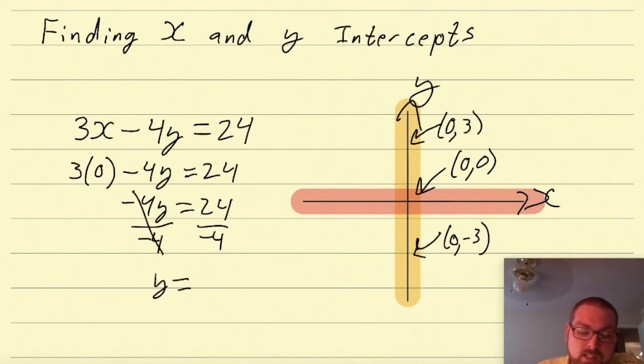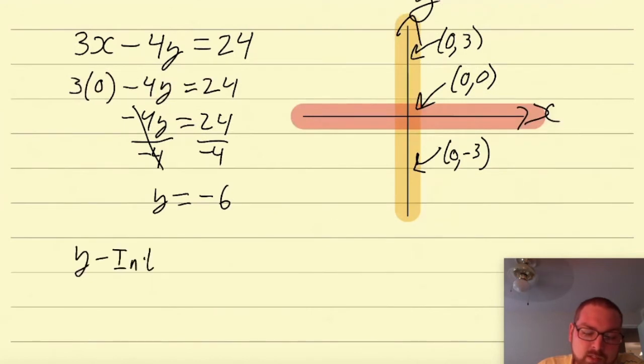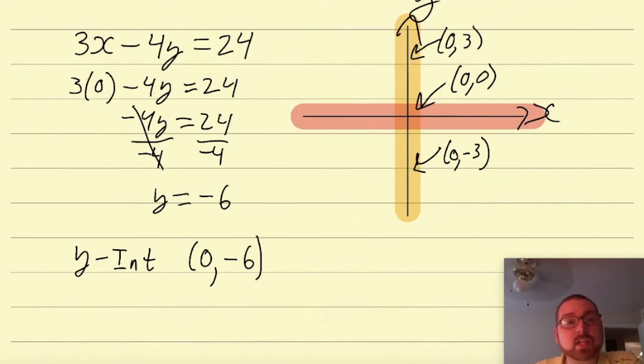Well, a positive divided by negative is negative. So we put our negative sign in. And then 24 divided by 4 is 6. So we found our y-intercept. The y-intercept occurs at 0, negative 6. So that's one of our two intercepts. Let's look at the x-intercept.